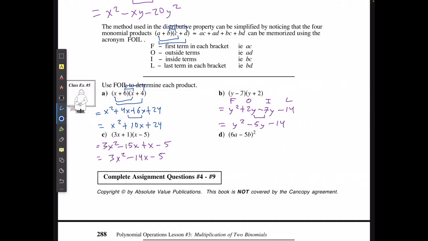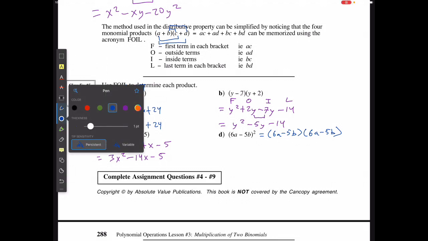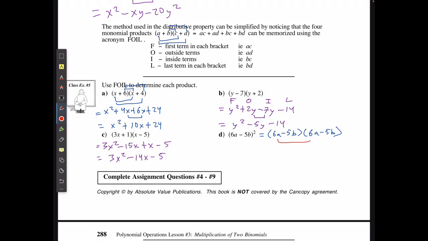For example D, be careful. Remember that (6a minus 5b) squared is the same as (6a minus 5b) multiplied by (6a minus 5b). It's the binomial multiplied by itself. And then once I expand it out like this, I can see that it will still follow the same FOIL rules. First terms, outside terms, inside terms, last terms.